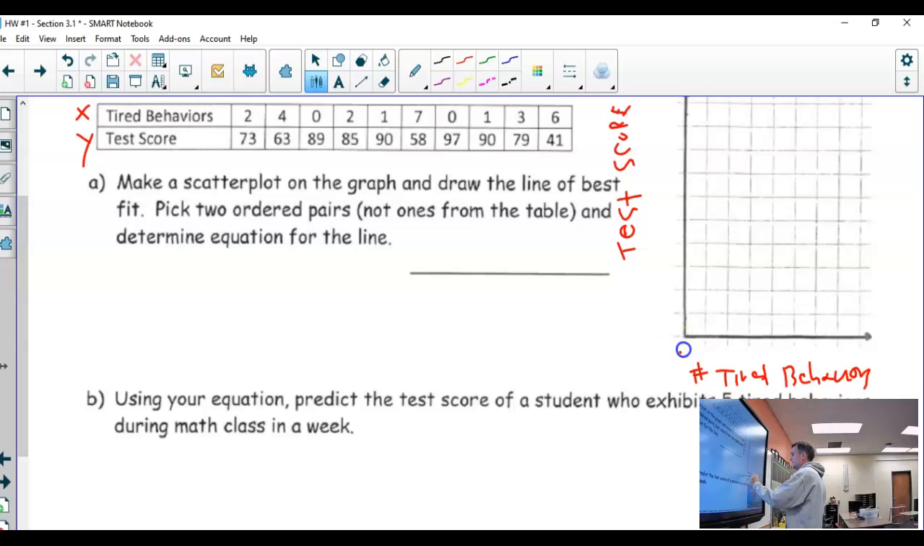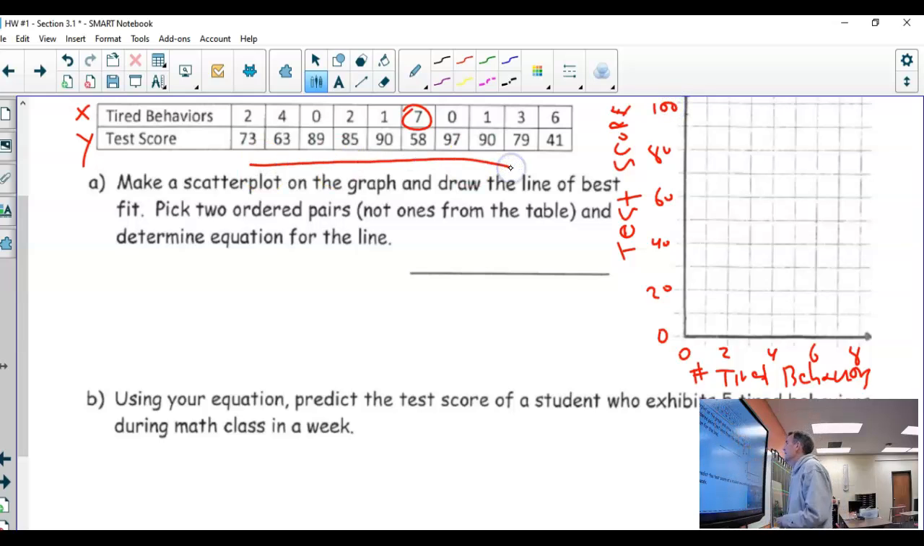For the tired behaviors, I can start at 0 and go by ones, because I think the biggest one is like 7. For the test scores, I can start at 0 and go by tens. So that'd be 10, 20, 30, 40, 50, 60, 70, 80, 90, 100. And all you're going to do now is plot all these ordered pairs. Maybe it'll look something like this when you plot them. I wanted to make sure you knew how to do this part.